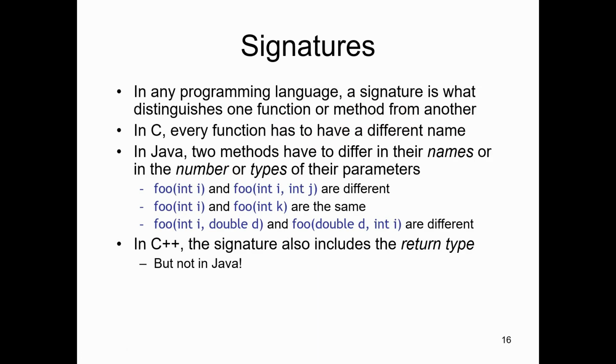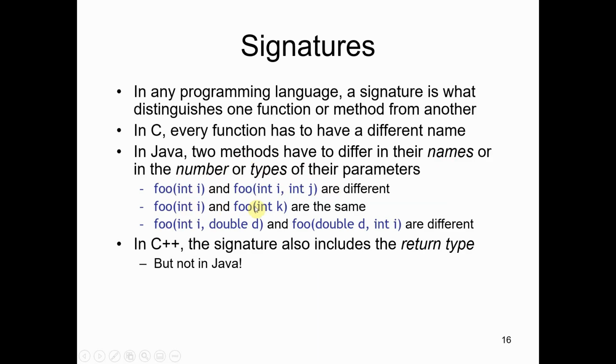So it demands more flexibility in the signature. Two different methods have to differ in name. If they're not different in name, they must differ in the number or the type of their parameters. For example, like this foo: they share the same name, however, they have a different number of parameters. They are different, and this is not allowed in the C language. But for Java, they're considered different.